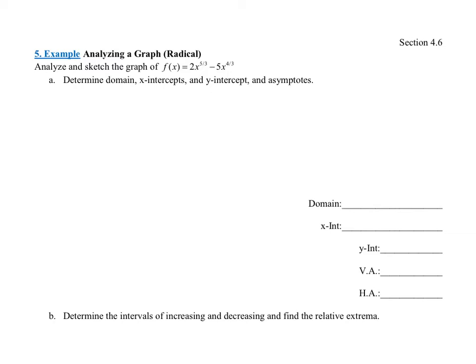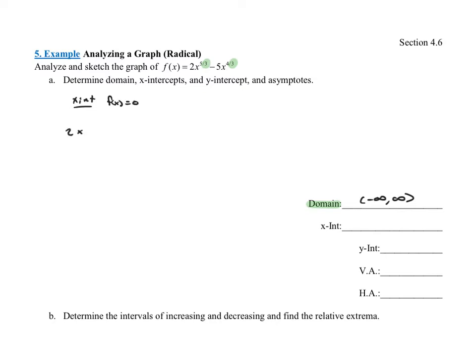So what's the domain of these functions? Well, if you notice, these are both cube roots. If it were square roots, we'd have a restricted domain. But because it's cube roots, which is an odd root, our domain is going to be negative infinity to infinity. There's no restrictions on odd roots. We want to find those x-intercepts, and to find the x-intercepts in this case, you set the function equal to 0. So let's try that.